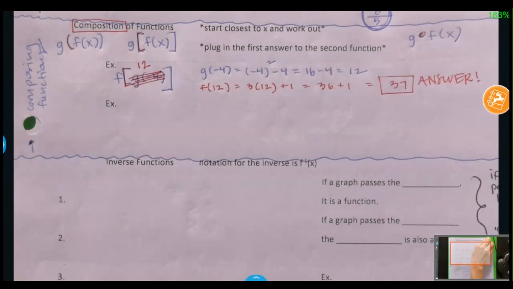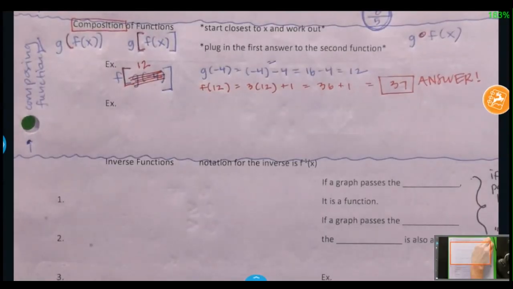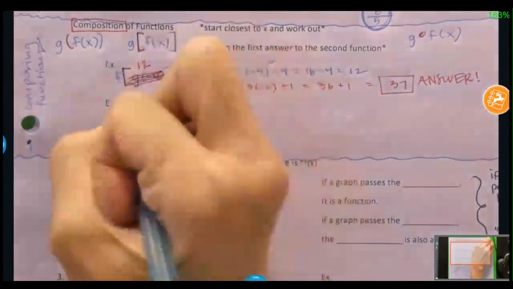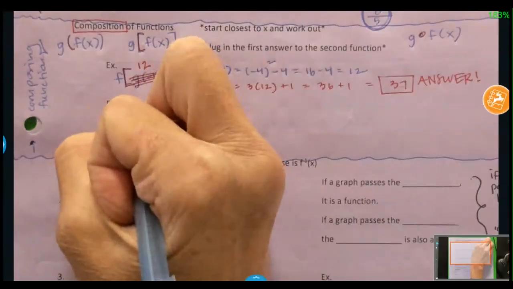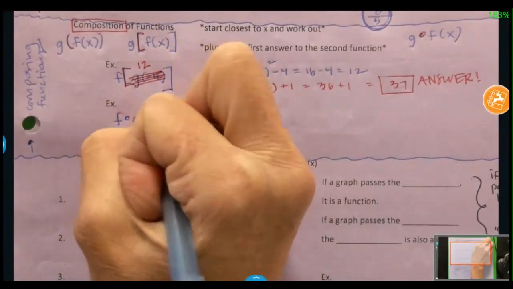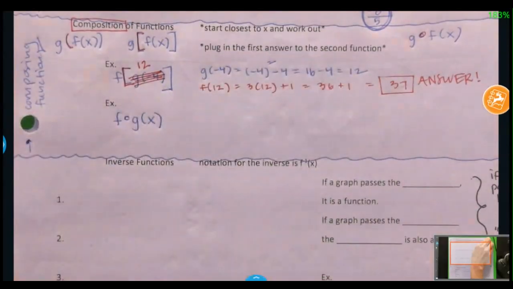Now, it's hard to believe that this is on the final exam, but it is. There's one of them, and I'm getting ready to show you one similar to the final exam. So the final exam looks a little bit more like this. Let me think about it for a second. Let's do f and then put a little tiny open circle g of x. Let's do f of g of x.